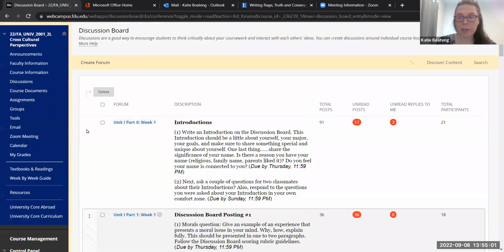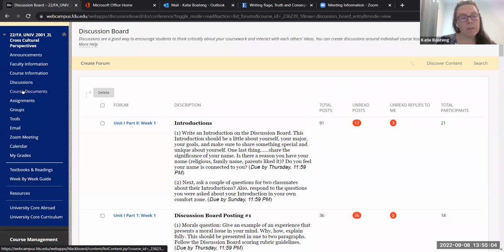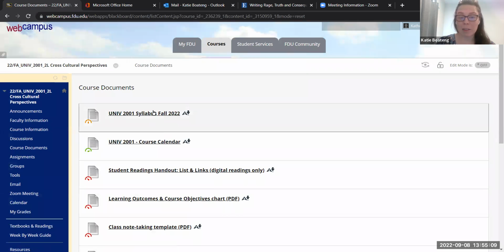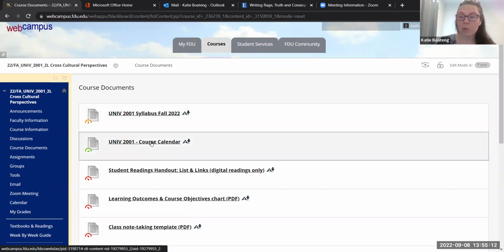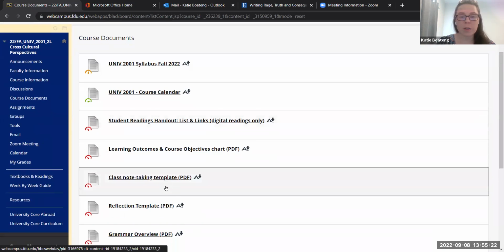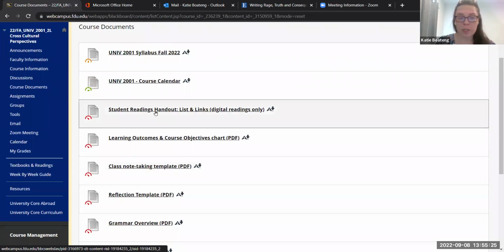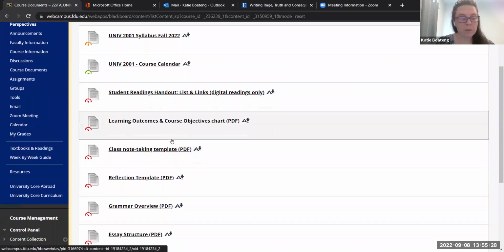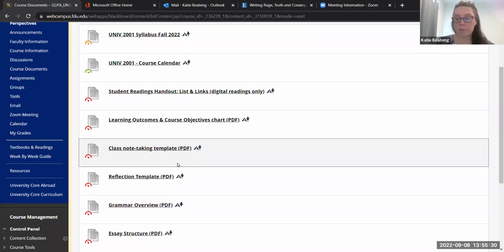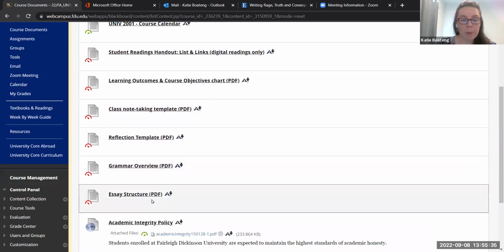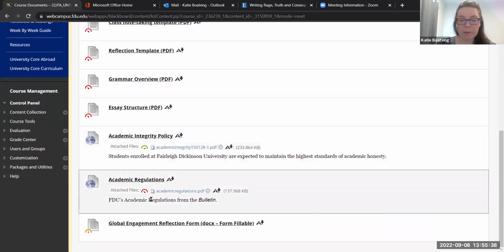If we scroll back over here, always looking at the left-hand side, if you go to course documents, you'll see really important course documents. So we have our syllabus, which you should have downloaded. An extremely important document for you, if you haven't opened it yet, is the course calendar. You have to open this and have it readily available so that you understand what is due when. There's also access here to some of our student readings, again, our learning outcomes and course objectives. If you would like to use these different resources that are in here, like a note-taking template, these things are available for you to take a look at, all right?